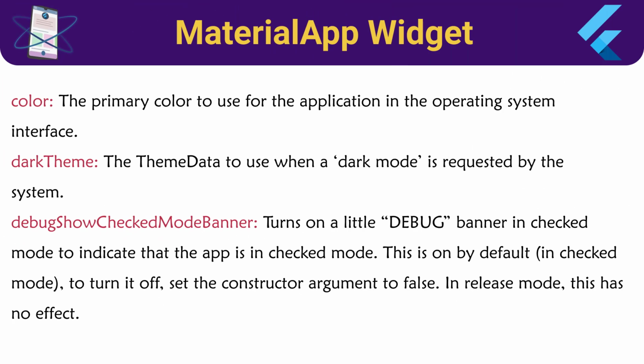Color. The primary color to use for the application in the operating system interface. Dark theme. The theme data to use when a dark mode is requested by the system.